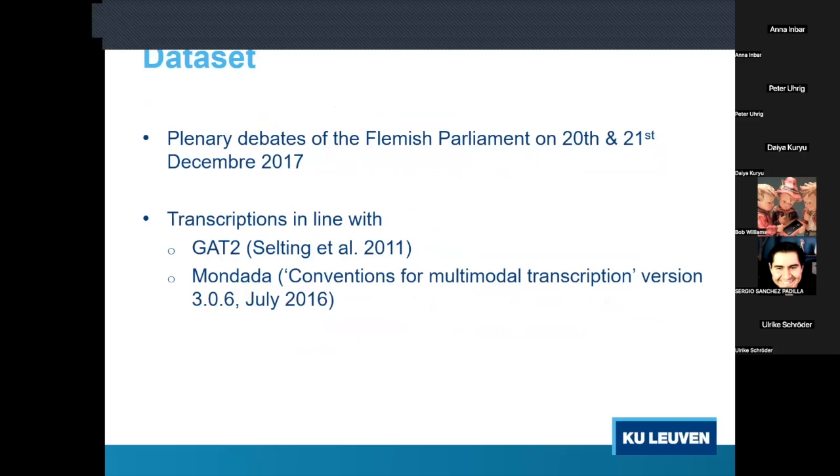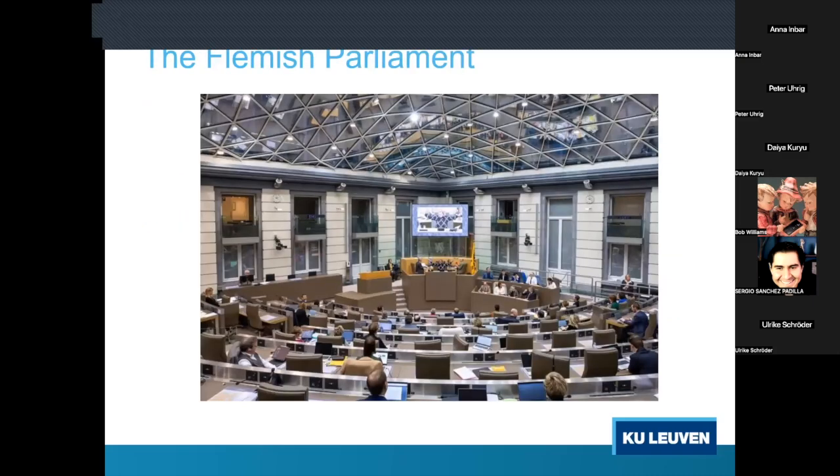So my data set is two plenary debates in the Flemish Parliament in 2017, which I've transcribed according to standard norms like the GAT2 transcription system, or Mondada when referring to transcribing gesture in line with speech production. This is a view of the plenary hall in the Flemish Parliament. It used to be an inner courtyard, and they've covered it with a nice roof. And okay, so the ministers I will be focusing on are sitting up front to the right, as you can see. So it's a pretty big room, right? Just to give you that idea.